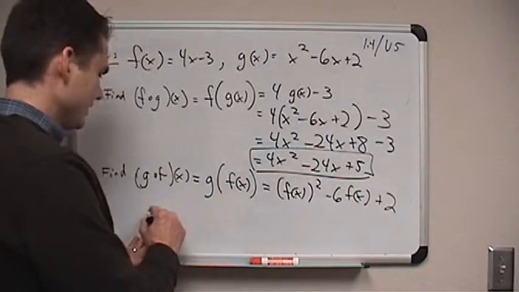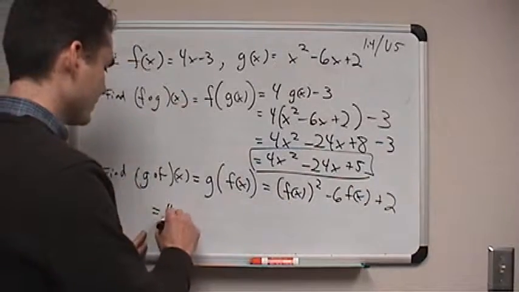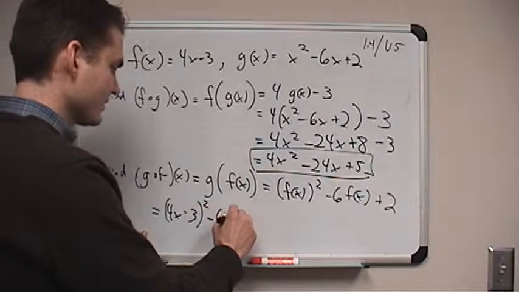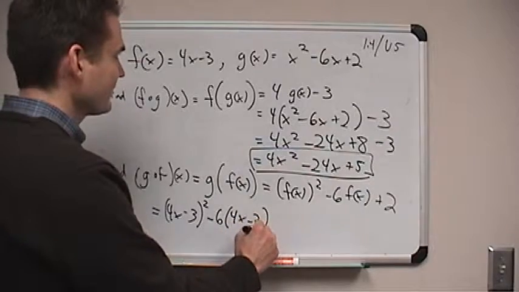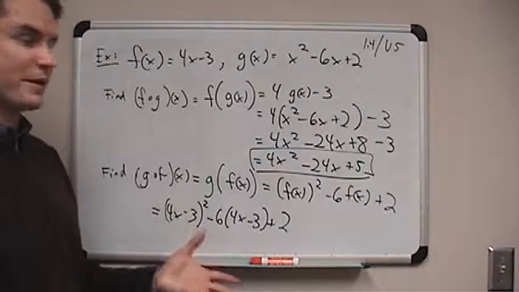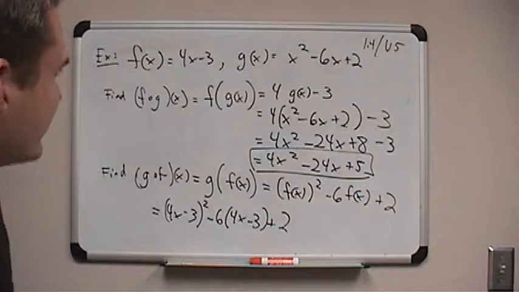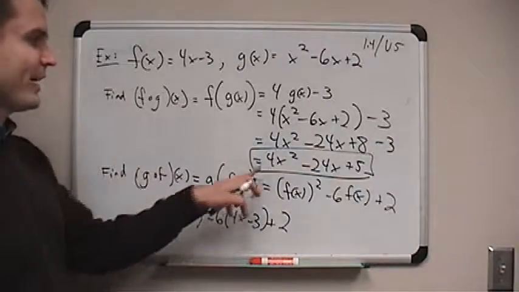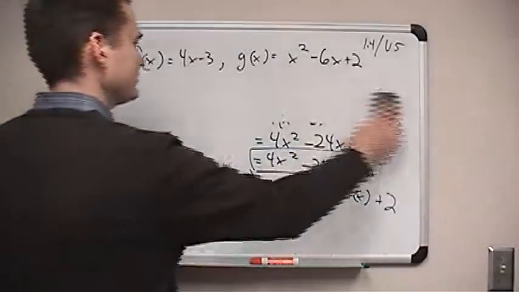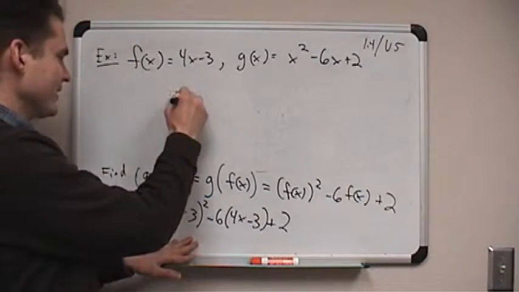Now, this one might be a little bit more algebra, because if you look at what we have to do, we have to now square 4x minus 3. And subtract from that 6 times 4x minus 3, and then add 2. So it's going to be a little bit of algebra. And one of the great things about having this on video, you can always rewind and go back. I'm going to need a little bit more space to do this one, so I'm going to erase part A. But remember what we got, 4x squared minus 24x plus 5. So I'm going to go ahead and finish this out up here.